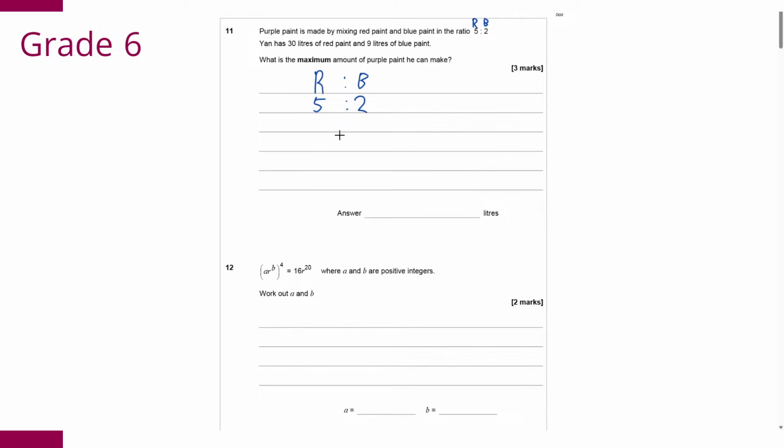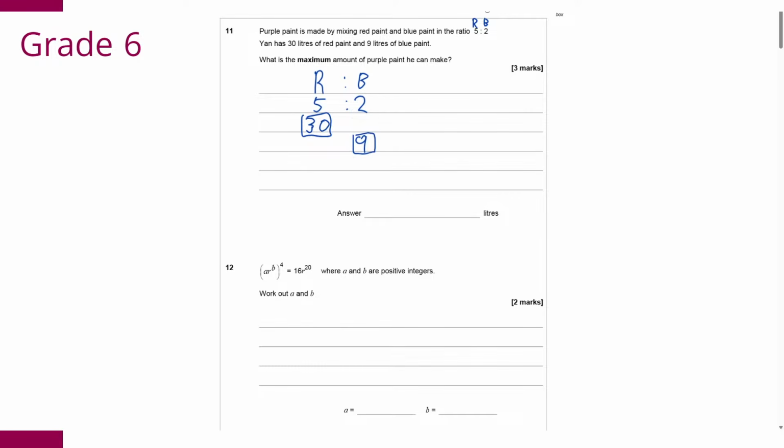And Jan has 30 red, right? And 9 blue. So 30 red and 9 blue. I'm not going to do a ratio because that doesn't make sense in this question. What is the maximum amount of purple paint he can make? Okay, so what we're going to do is we're going to work it out for each of these. I'm going to slide that down because we can work out the ratios for each of these.